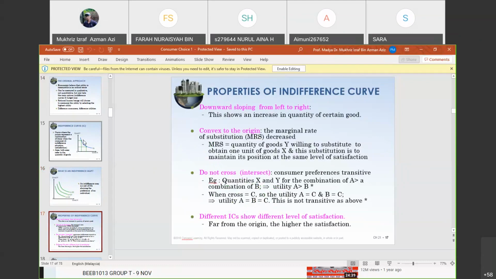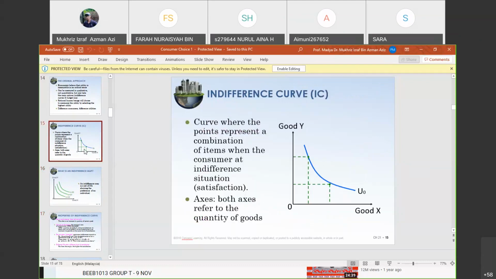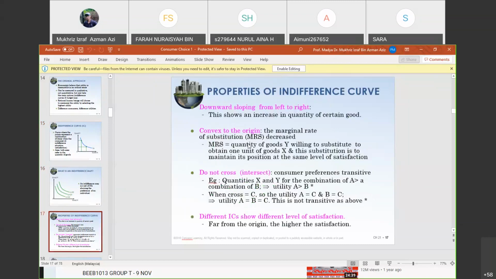First, the definition of indifference curve. What it means to be on the same line of the indifference curve. So this is the definition: a curve that represents combinations of items that give you the same amount of utility. And then these are the assumptions: downward sloping, convex to the origin.